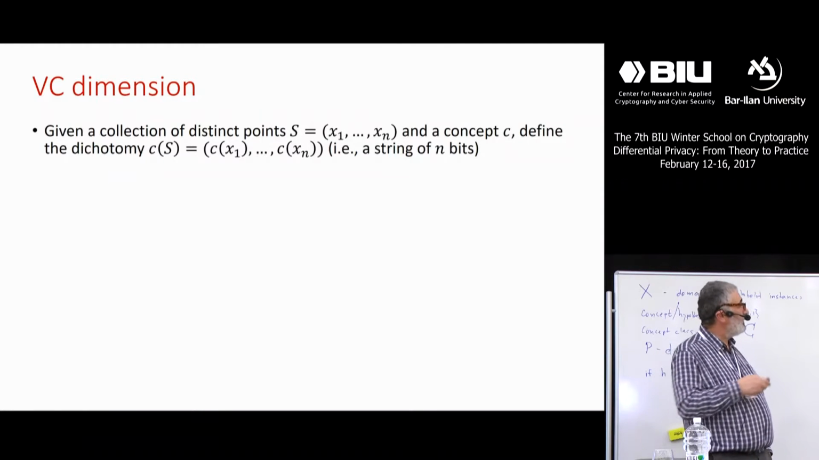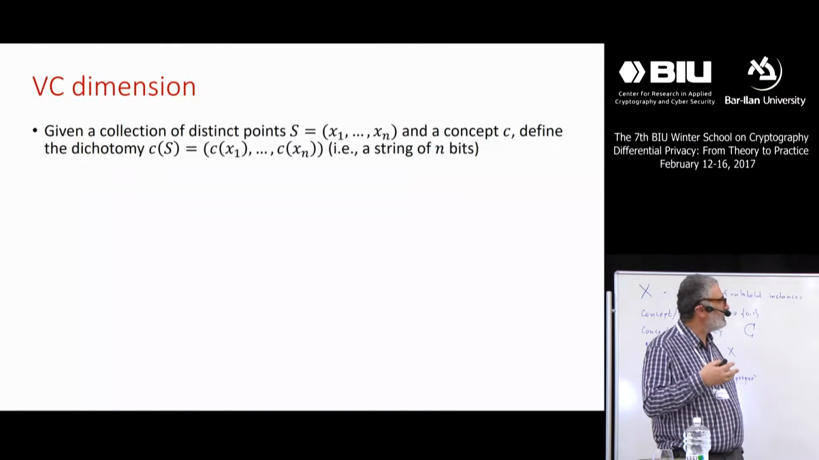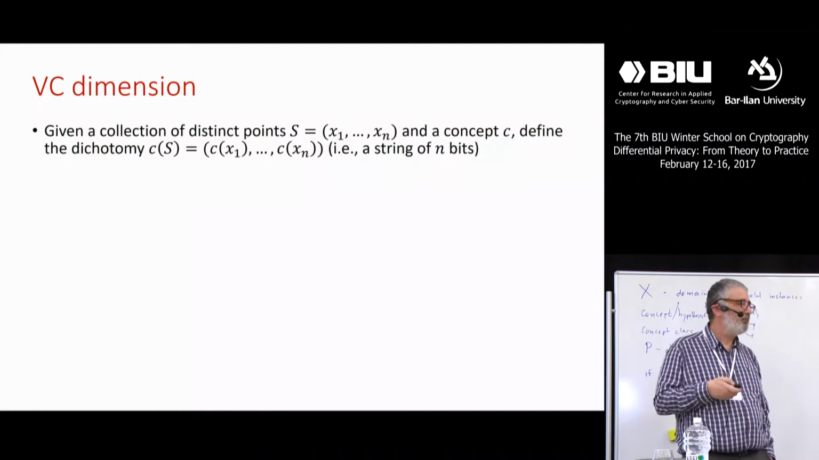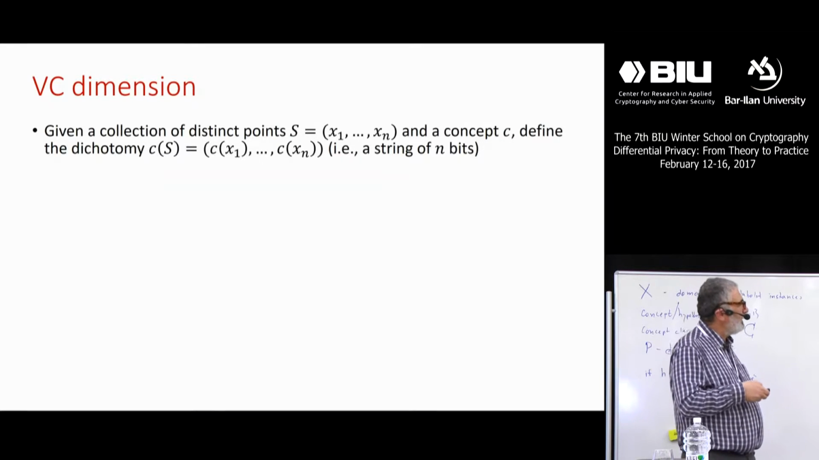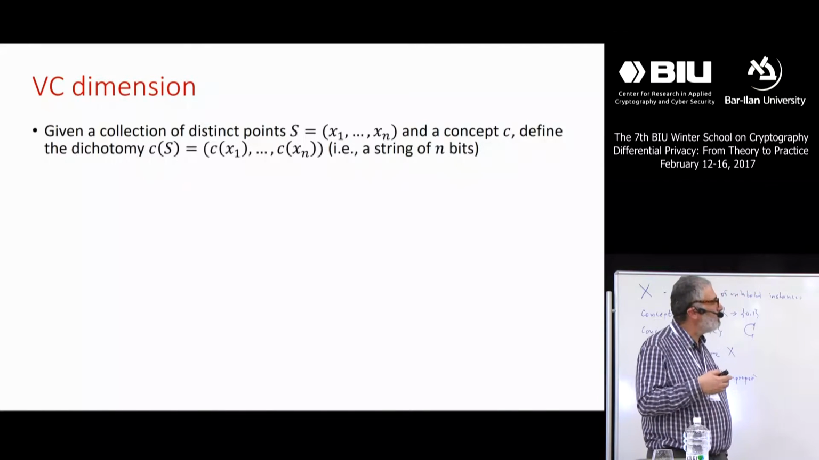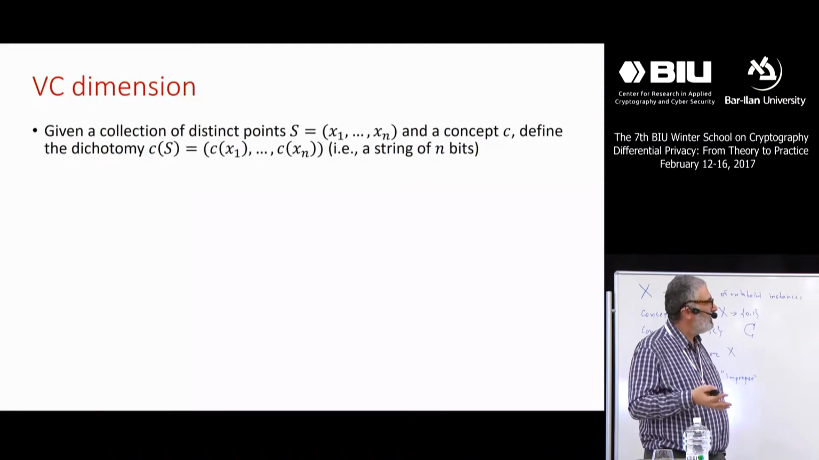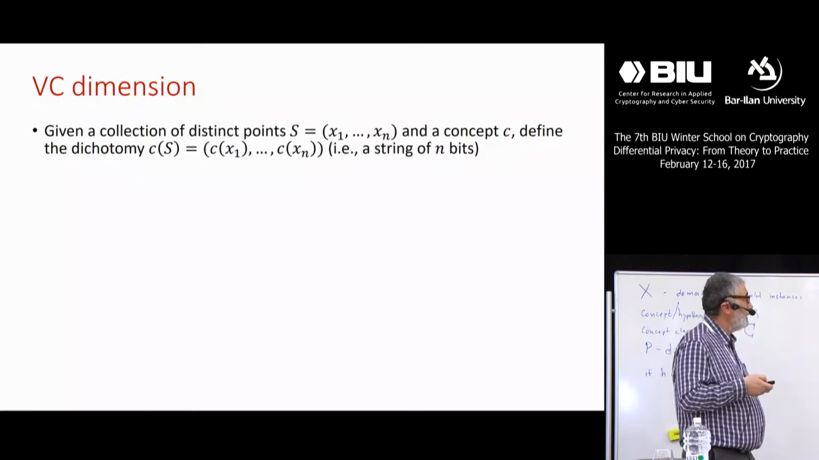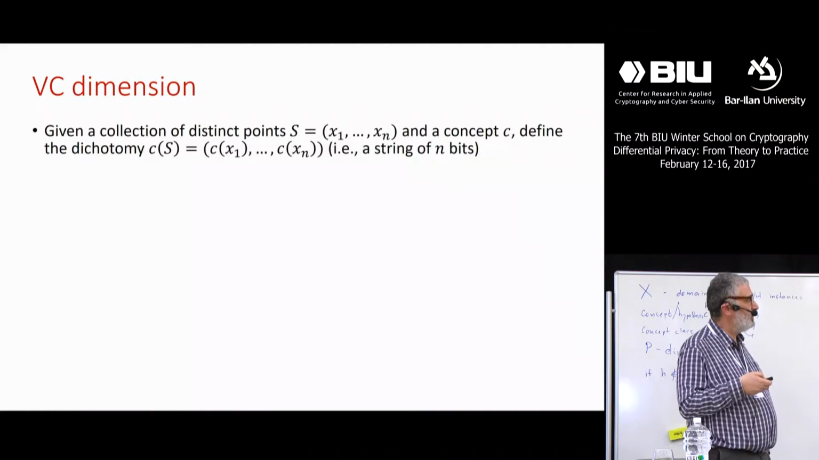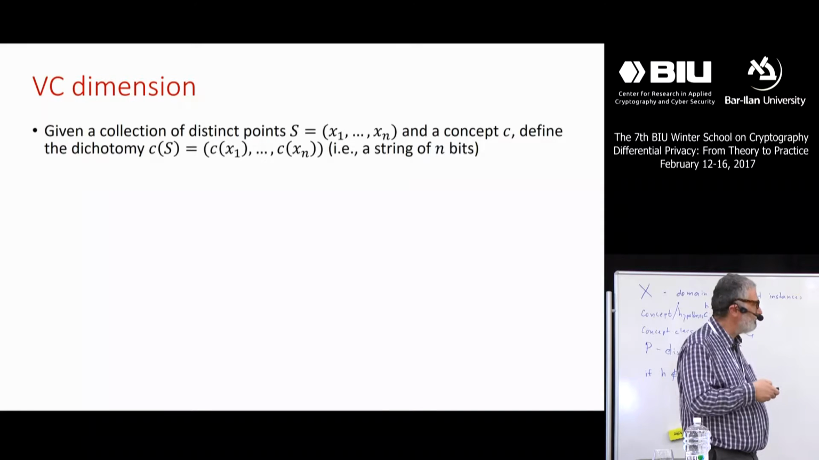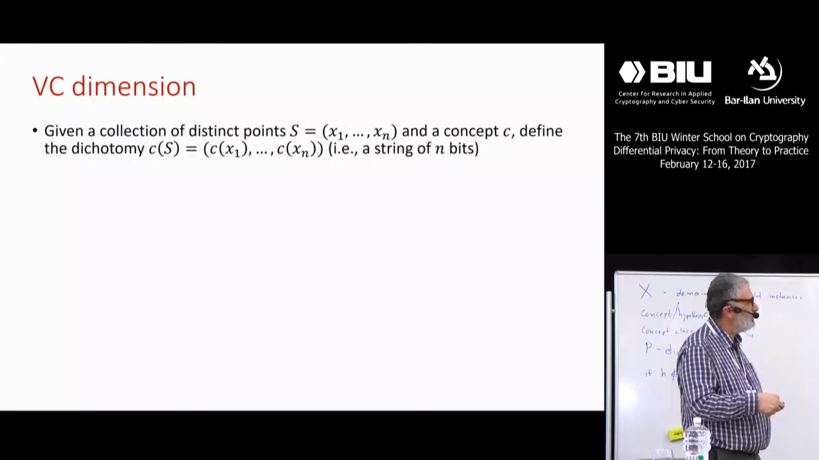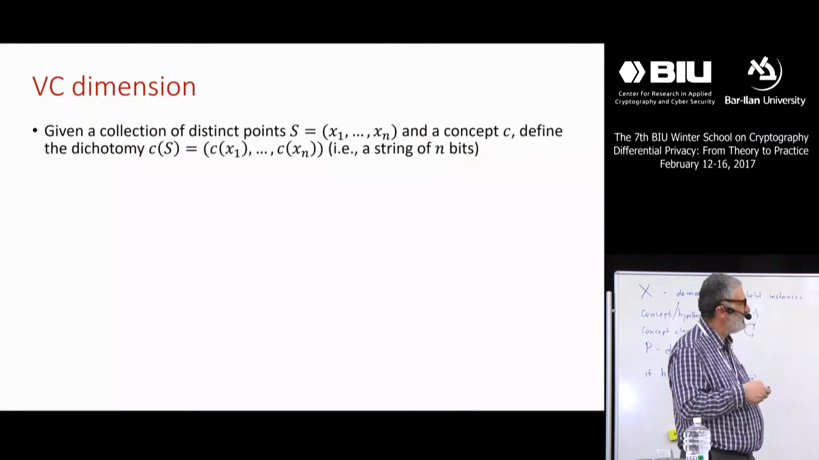Okay. So this concept of VC dimension is a measure of complexity of a concept class. And it measures, in a sense, how concepts can vary on a collection of points. Okay, so given a collection of distinct points from the domain and a concept C, and usually this is written as a set, but I wanted to emphasize that we ordered them, so I put them as a vector here, and they are distinct.